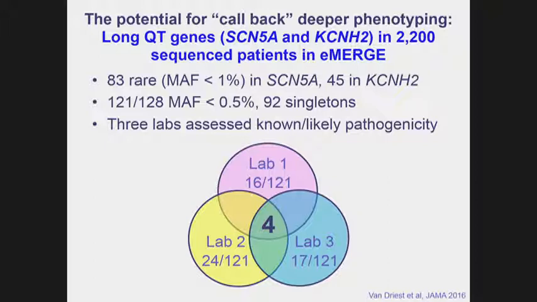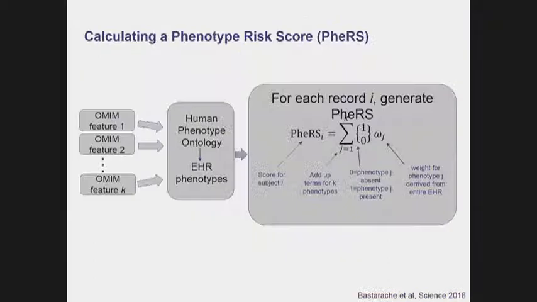The movements around ClinVar and ClinGen are improving this with formal standards. But what we can see here is we're able to go back to the chart and actually see who's had an EKG, what their QT intervals are, if they're on any interacting meds, and potentially allow for the future of callback phenotyping as well.